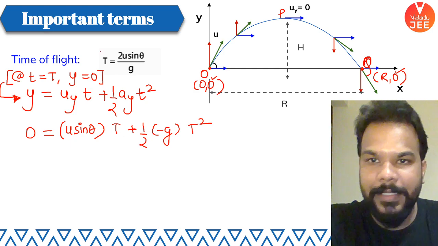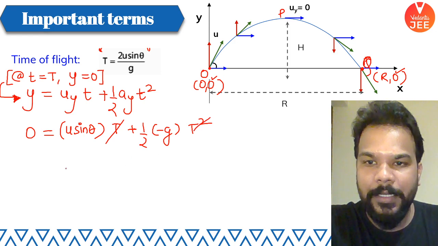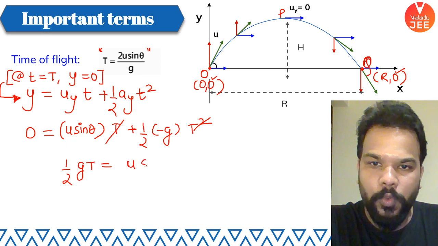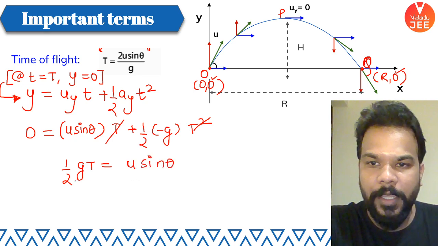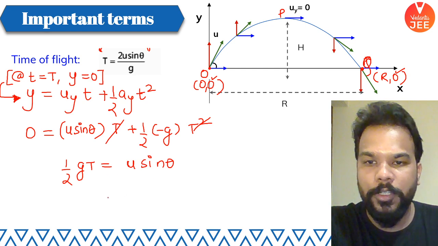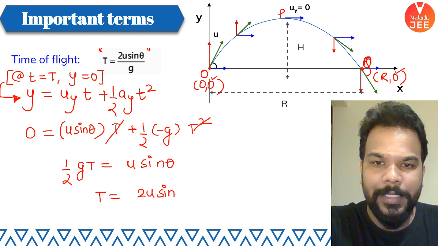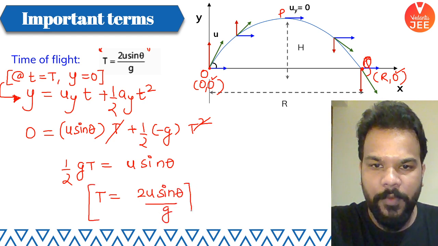I'm deriving this expression, by the way. So one T obviously goes to the left hand side, gets cancelled. So I have half gT equal to u sine theta, because the minus sign goes on the other side. So from here, 2 goes to the left hand side and g also goes here. So the time of flight formula becomes 2u sine theta by g. Okay, everyone?